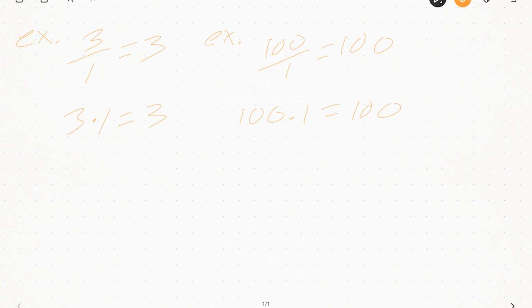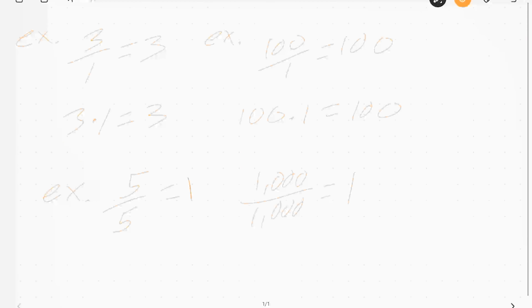Now the second assumption, a number divided by itself is 1. So let's try some examples. Let's say we have 5 divided by 5 is 1. Now let's try 1,000 divided by 1,000. It is 1. So both assumptions are true.